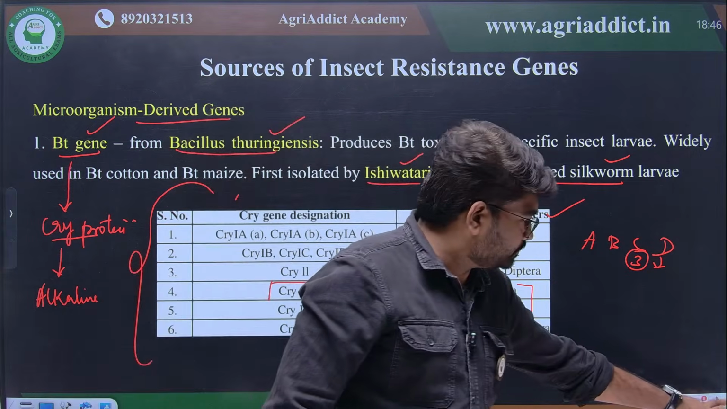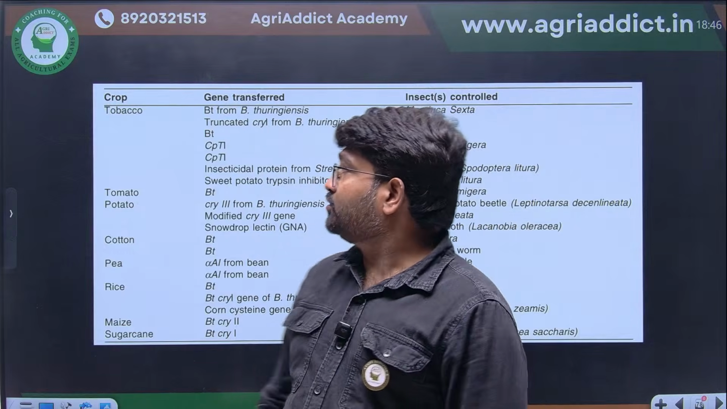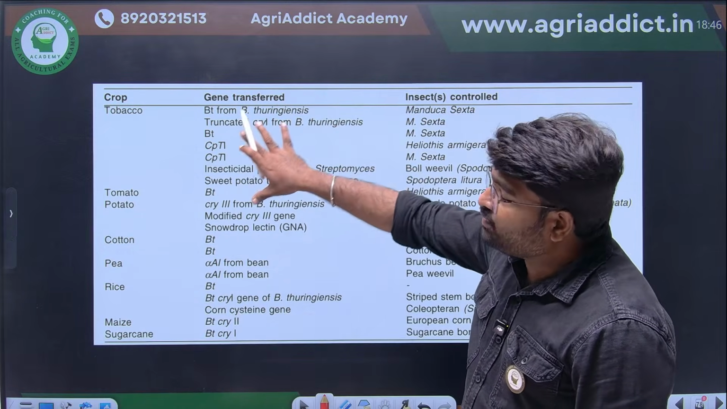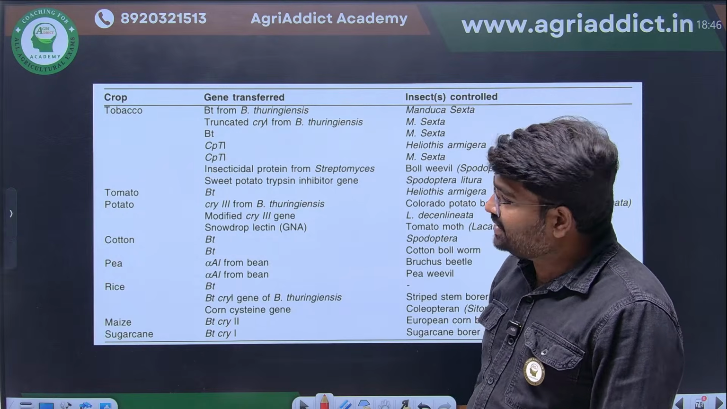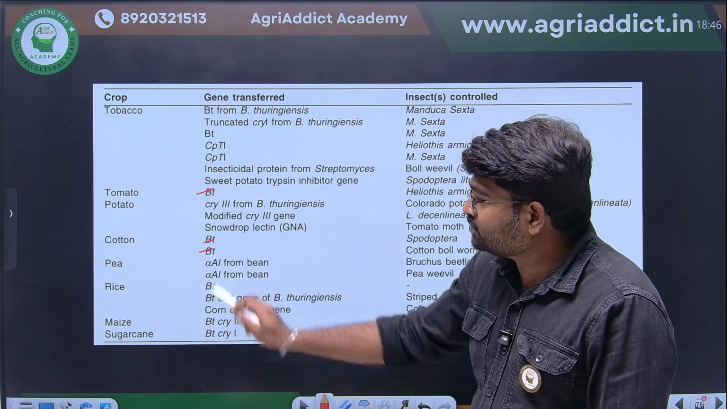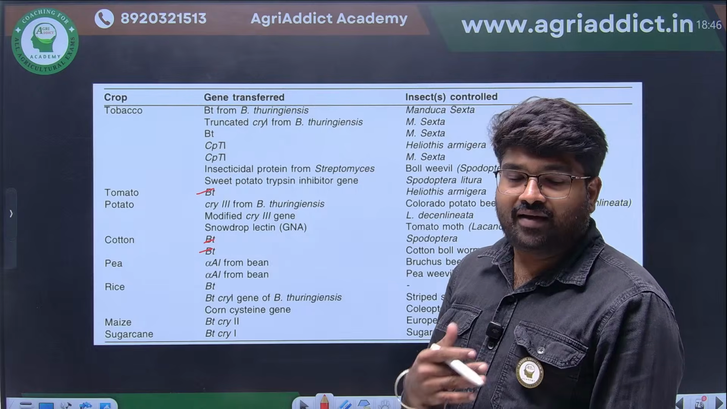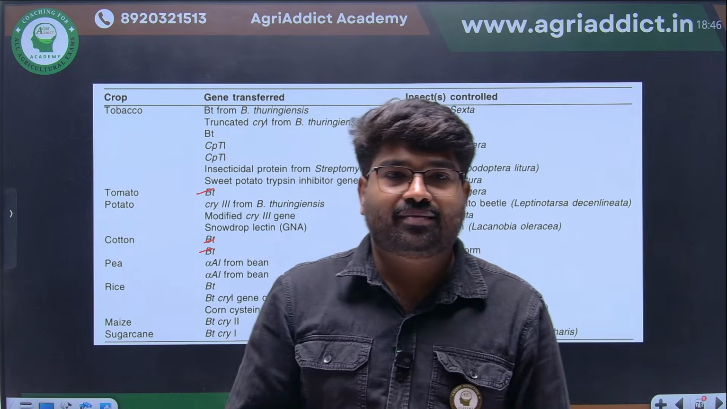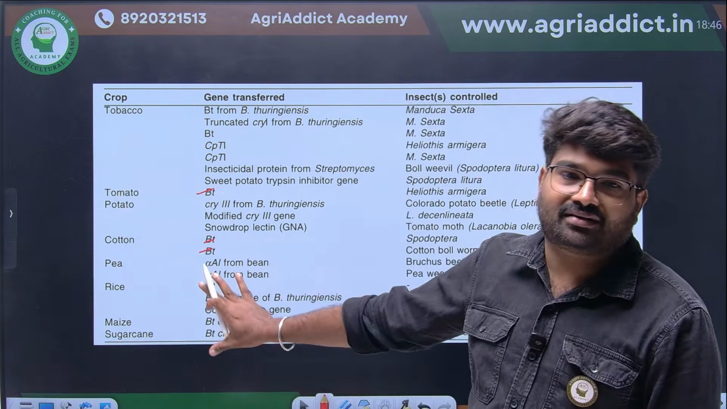Okay, then we are going to see, other than Bt, what different transgenes they can use. Apart from Bt, alpha amylase inhibitor and protease inhibitor are the different genes.